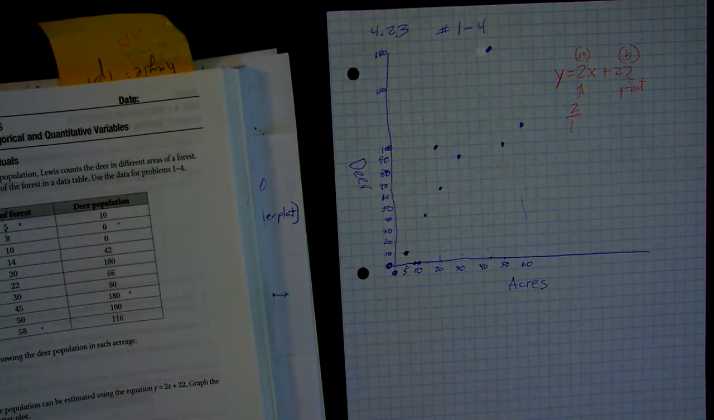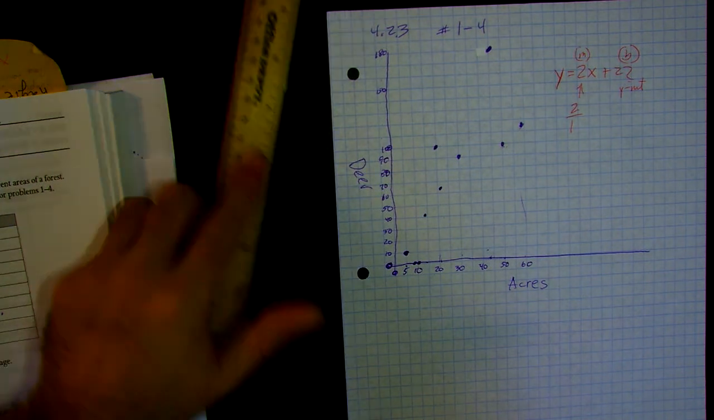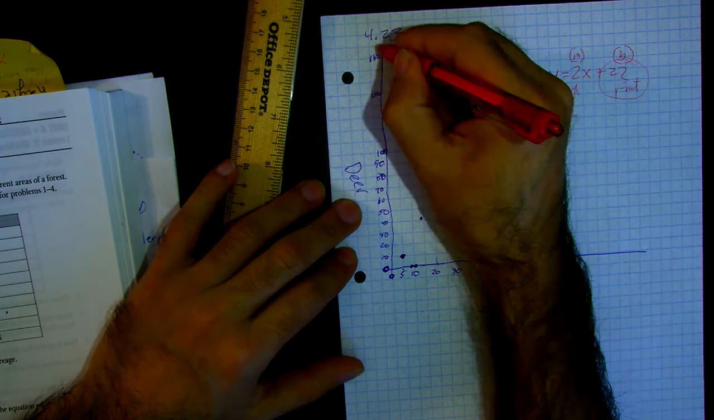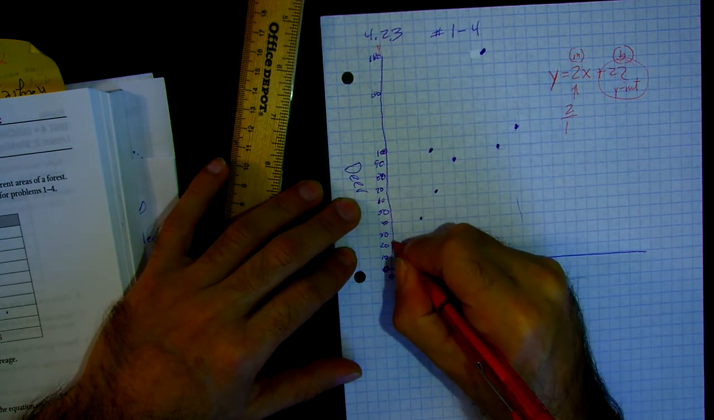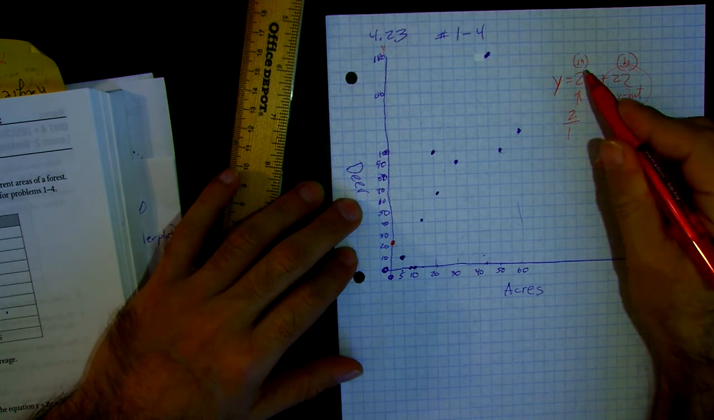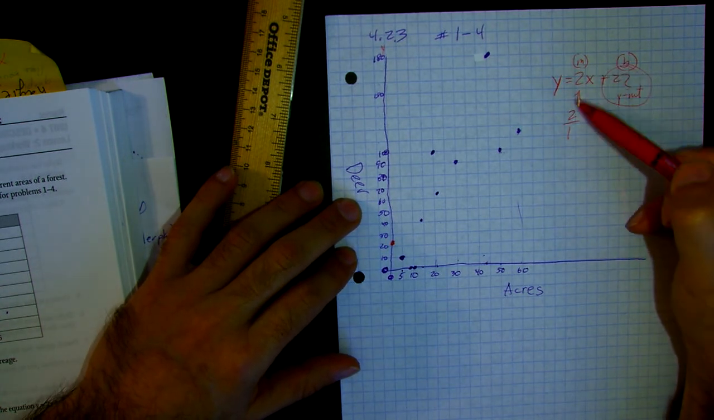Now, how do we graph a line? I really hope that this is okay. If you're not sure how to graph lines yet, you've got to come in for tutoring, so email me. But the way we do it is we graph the y-intercept first. Here's the y-axis. So the y-intercept is at 22 on the y-axis. Now look, this is important. Everybody focus back here. The slope is 2/1.